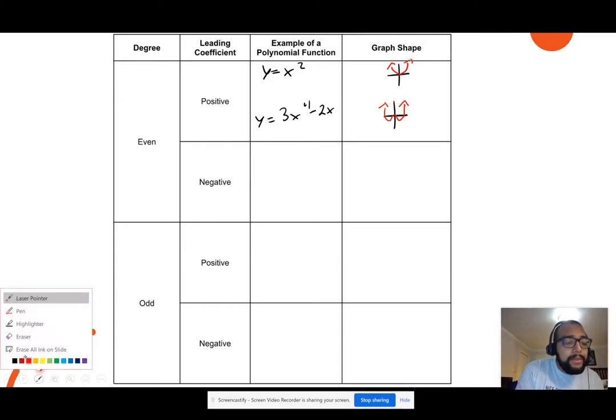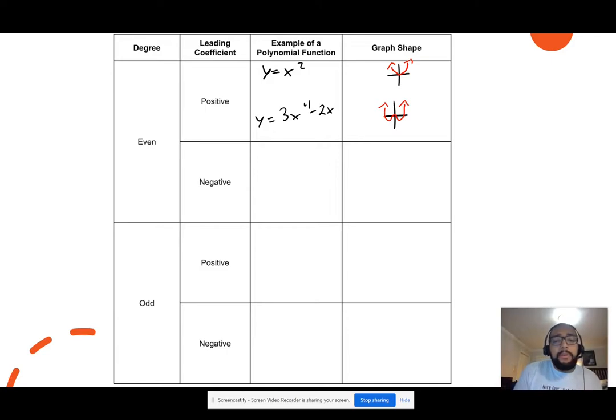So still on that even degree tangent, what about if it's negative? So y equals, I don't know, negative x to the fourth.